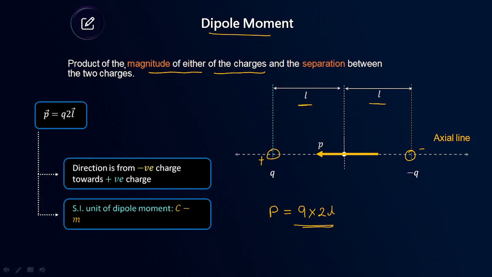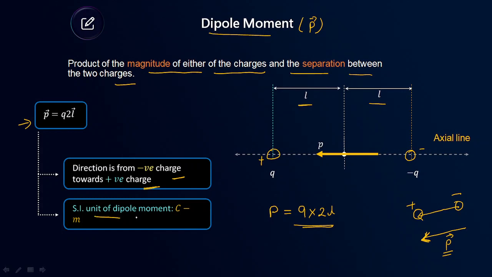That will be the dipole moment. So the product of the magnitude of either of the charges and the separation between the two charges, we call dipole moment, and we represent it with p with an arrow on the head, which means it is a vector quantity. So how do we find the direction of dipole moment? Direction is from negative charge towards positive charge. If suppose there are two charge particles, this is plus charge, this is minus charge, so direction of dipole will be in this direction. To represent this dipole, we draw one arrow and write p, and whatever the magnitude is we write that. So that will be the dipole moment. Simple.